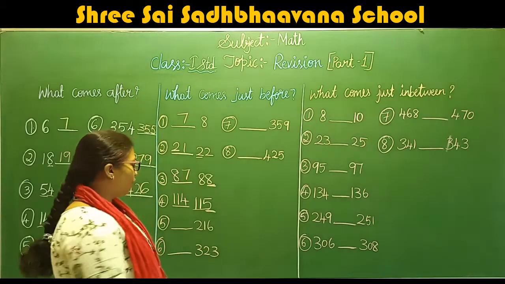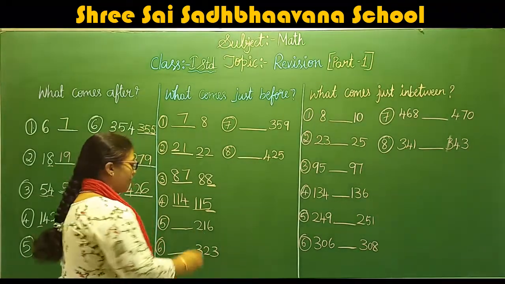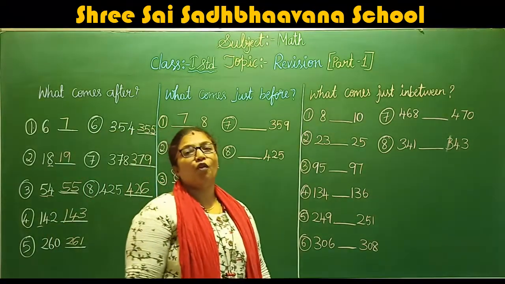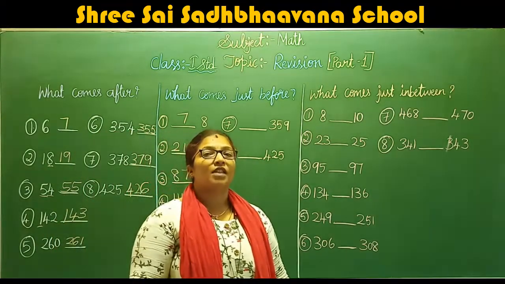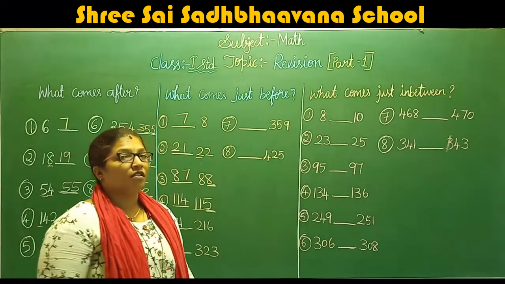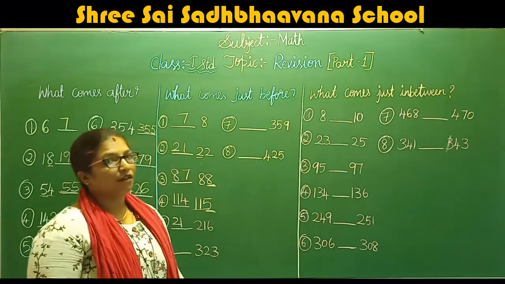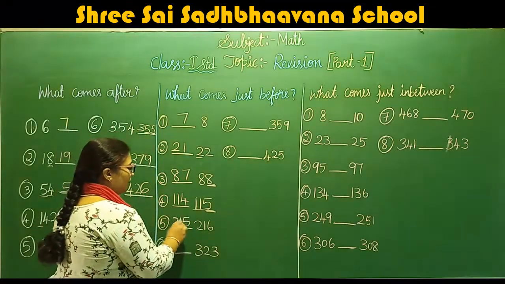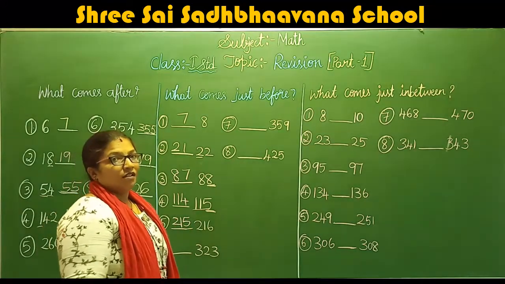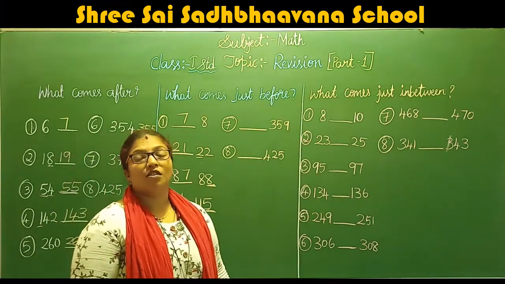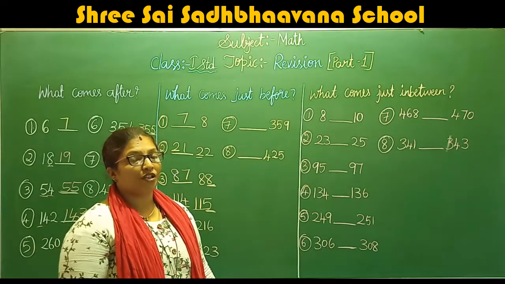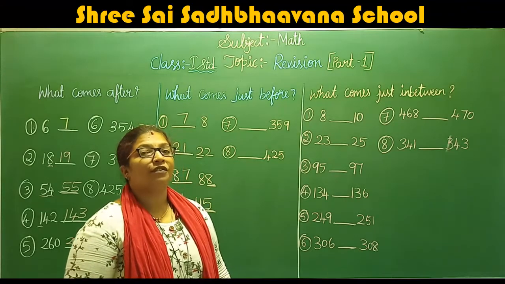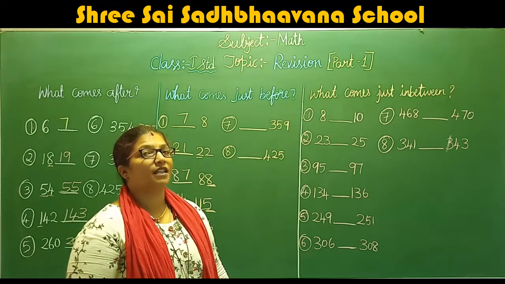So 216 I gave. What is the before number for 6? 9, 8, 7, 6, 5. The before number for 6 is 5. So easily you can do it, right, children? From which place number do you have to take? From the ones place number. Remember this.